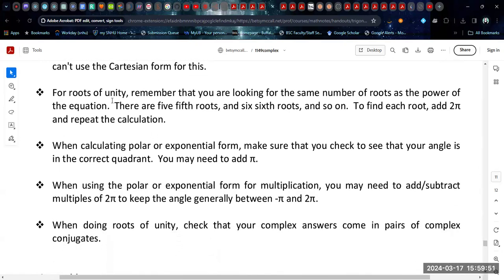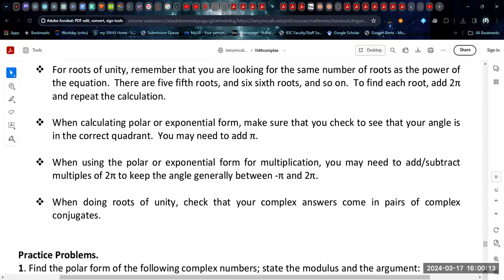For roots of unity, again, these are roots of 1. Remember, you're looking for the same number of roots as the power of the equation. So if you're trying to find the 6th root, you need 6 solutions. If you have the 5th root, you need to find 5 solutions. So you can find the first one, but then you have to keep adding 2 pi to your angle, and then repeat the calculation until you get the required number of solutions.